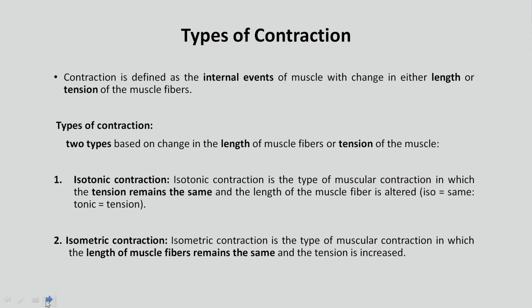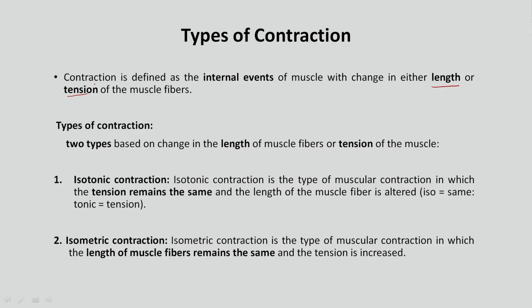Now, we will discuss what contraction is and what the types of contraction are. Contraction is defined as the internal event of the muscle with change in either length or tension. So, based on either the change in length or the change in tension, there are 2 types of muscle contraction. One is called isotonic contraction and another is called isometric contraction.